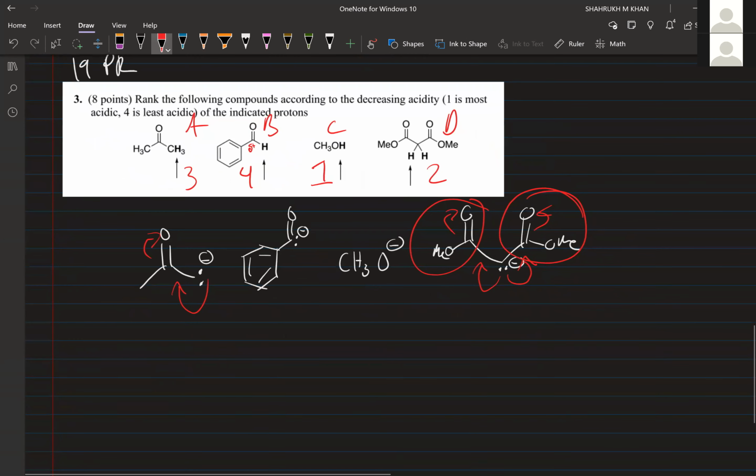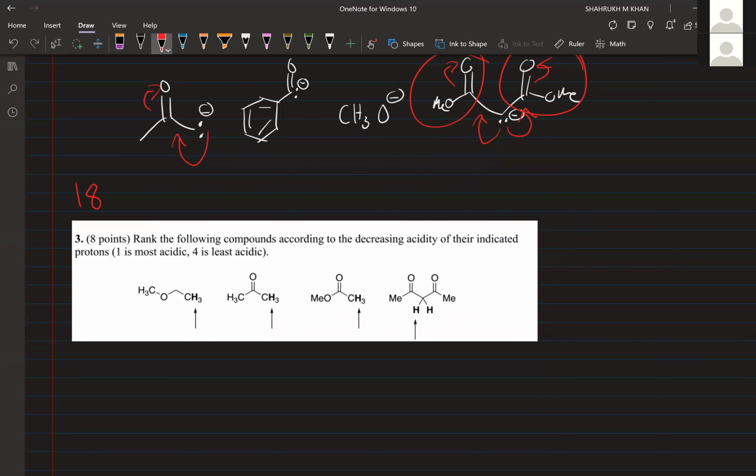Okay. Let's do the acidity question from the other exam. This one is 2018. This is 18 ST, right? Okay, same thing again. Could draw out some conjugate bases.